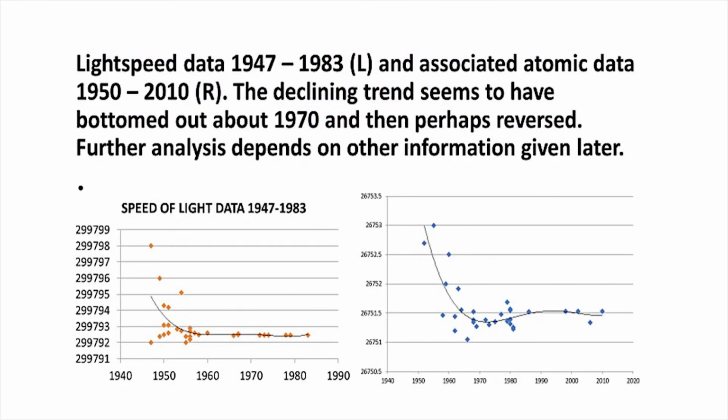We now have historical data and the likely cause of the changes in atomic constants over time. But then a problem arises. The lightspeed data, the data for Planck's constant and atomic particle masses, all show a flattening of the trend and then a small trend reversal in the period 1960 to 1990. This is illustrated by the speed of light data 1947 to 1983 on the left, and the associated atomic data from 1950 to 2010 on the right.